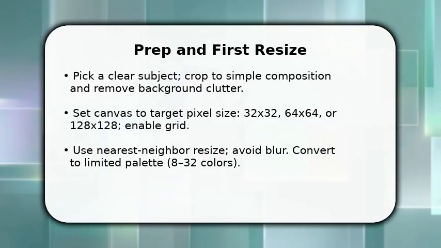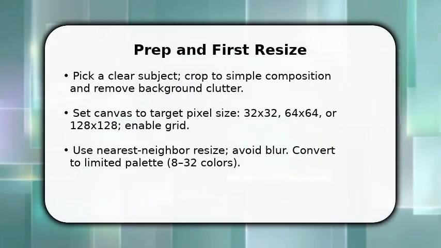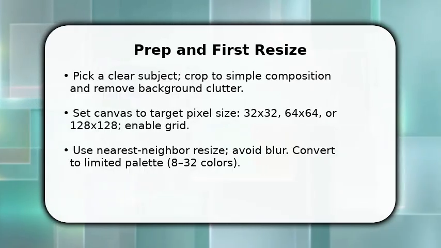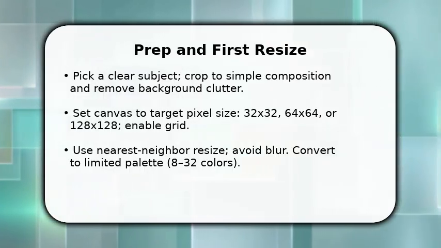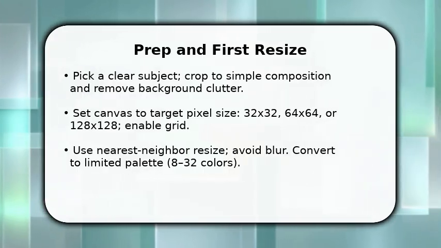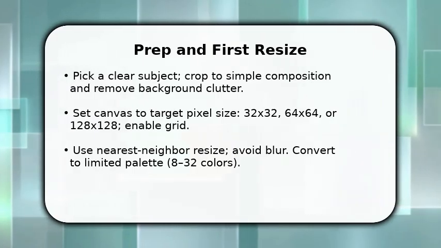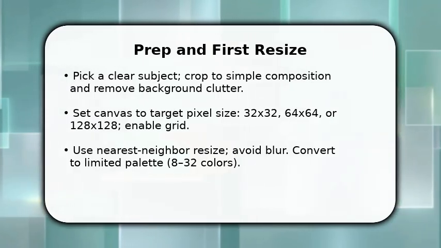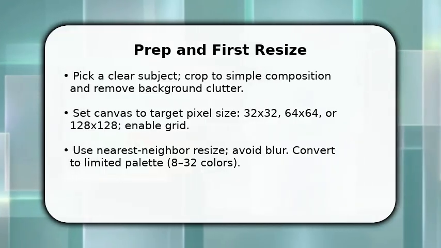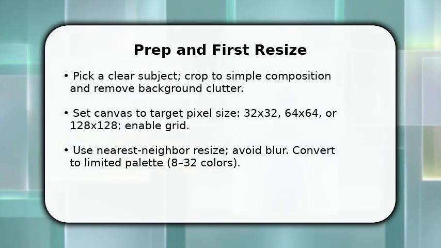You start by choosing a single subject and cropping tight so every pixel counts. Open your editor, set a small canvas like 32x32 or 64x64, and enable the grid. This forces clarity. Once done, resize the original down using nearest neighbor to preserve hard edges, then immediately reduce to a limited palette of 8 to 32 colors so color decisions become manageable.